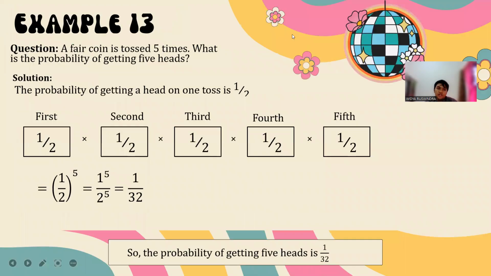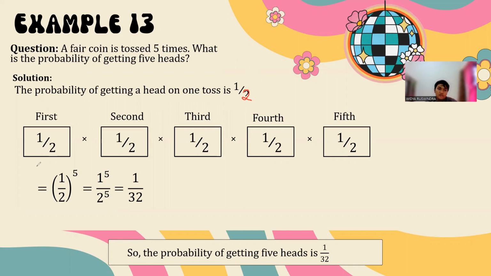We move to example 13. The question is, a fair coin is tossed 5 times. What is the probability of getting 5 heads? So for the solution, the probability of getting a head on one toss is 1 over 2, or we can say one half.